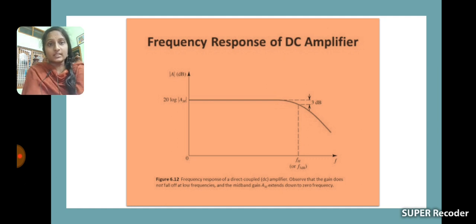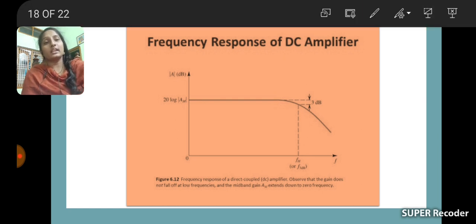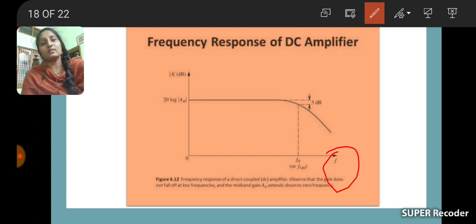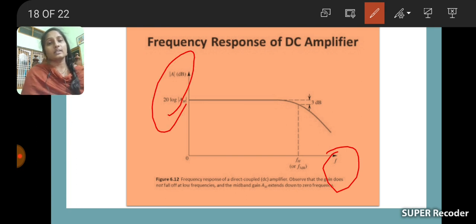This is the frequency response of the DC amplifier. I already told you what frequency response means: the curve drawn between the frequency of the given signal and the gain. Gain is indicated with A, and its units are decibels. Frequency is indicated with f, and its units are hertz.